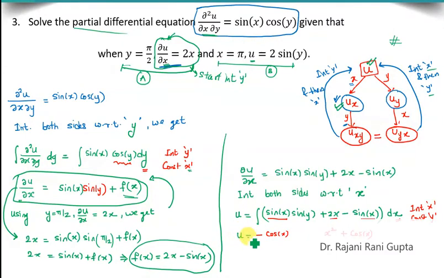And the other terms will remain the same. So we get u equal to minus cosine x sine of y plus x square plus cosine x plus a function of y, g of y. Okay, because y is the variable which was kept constant. Now to find the value of g of y, we will use equation B. So it says that at x equal to pi. Let's first write it on the next page.